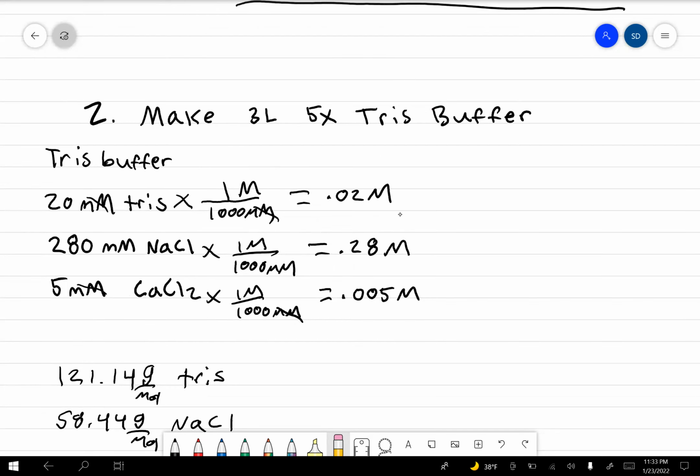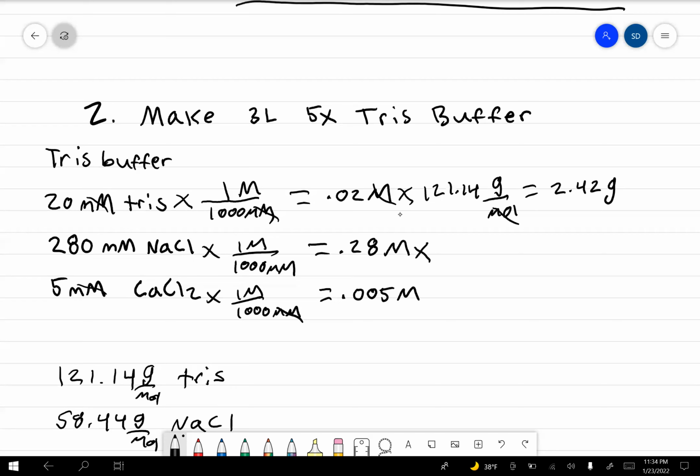So now that we have found the moles that we need, we have to multiply each by its respective molecular weight. This is Tris that has the 121.4. We do this because this is in grams per mole. This cancels out the moles and gives us grams. We take 121.4 and multiply by 0.02, and get 2.42 grams.